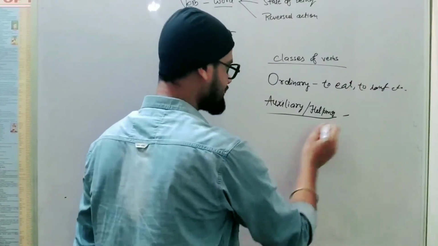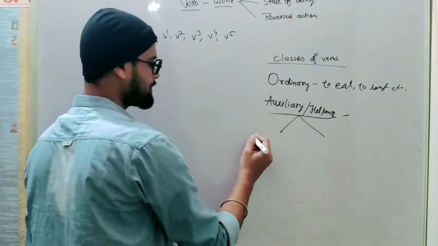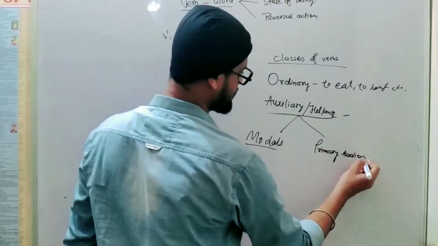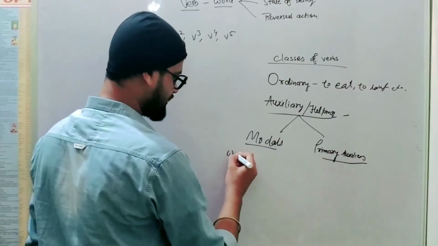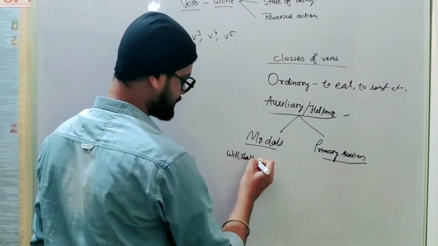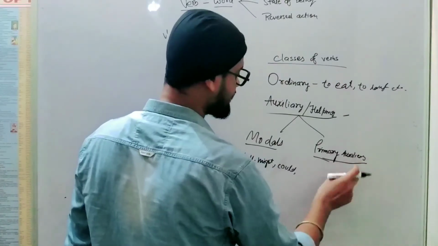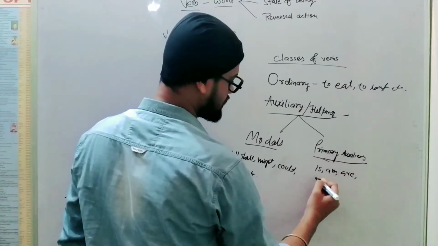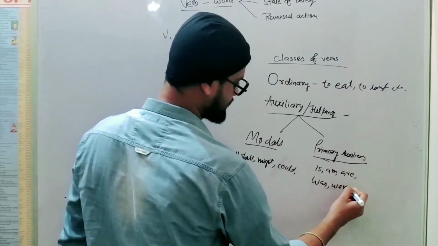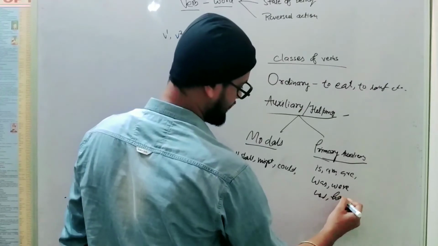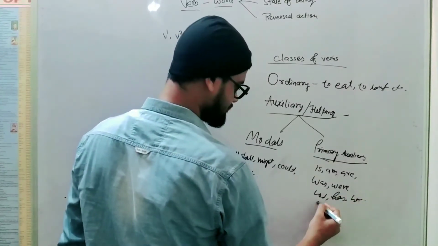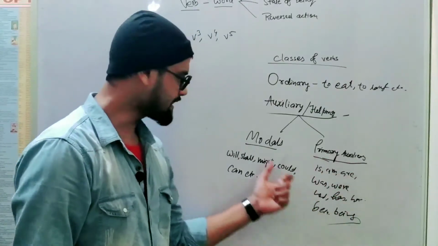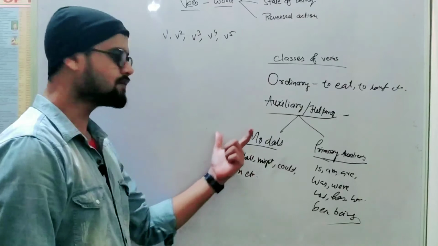Now auxiliary, it has two parts basically. One is your modals and the second is your primary auxiliary. Now under modals, you know that we have will, shall and then might, and in primary auxiliary we have is, am, are, was, were, had, has, have, been and being. These verbs come under primary auxiliaries and these verbs come under modals.